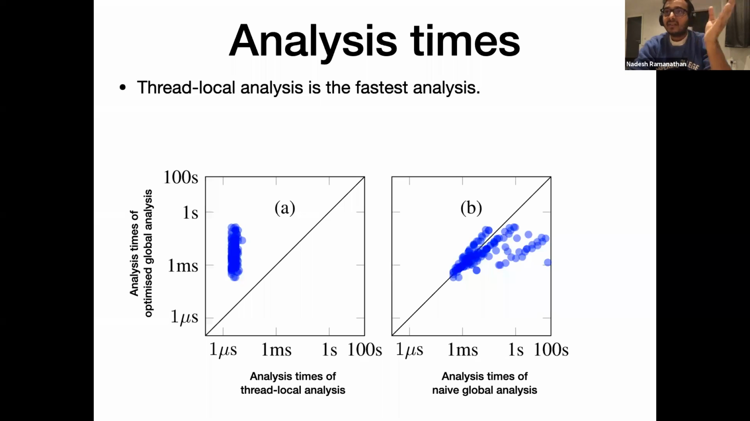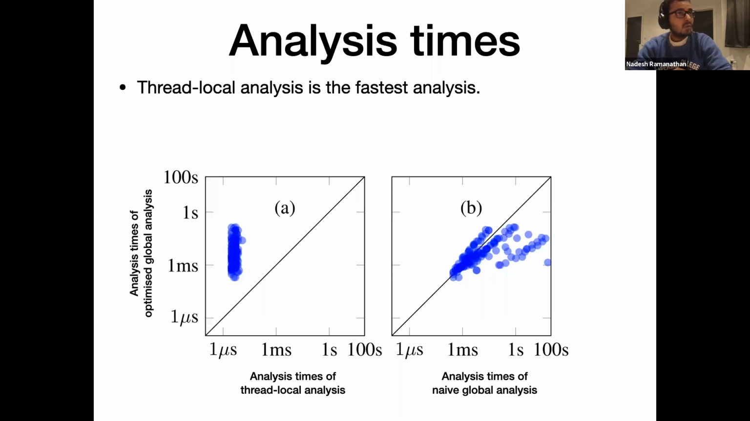And we see that thread local analysis is way faster because it doesn't need to do any complicated thing. It just has to do one probably O(n) pass, and that's it. You already know what the schedule constraints are. But with naive analysis, you see that most of the time it's slower than the optimized version. Sometimes the optimization is actually making the analysis time slower.